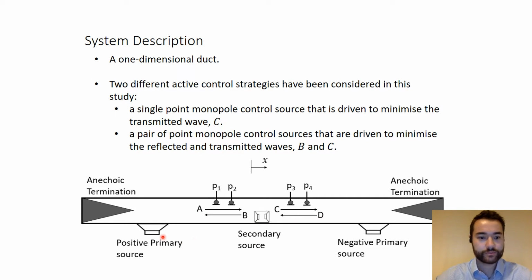Throughout this presentation, when I refer to a positive traveling wave, this is going from left to right, whereas a negative traveling wave is going from right to left. There are two different active control strategies that will be considered. The first is a single point monopole control source that's driven to minimize the transmitted wave C, and the second is a pair of point monopole control sources that are driven to minimize the reflected and transmitted waves, C and B.